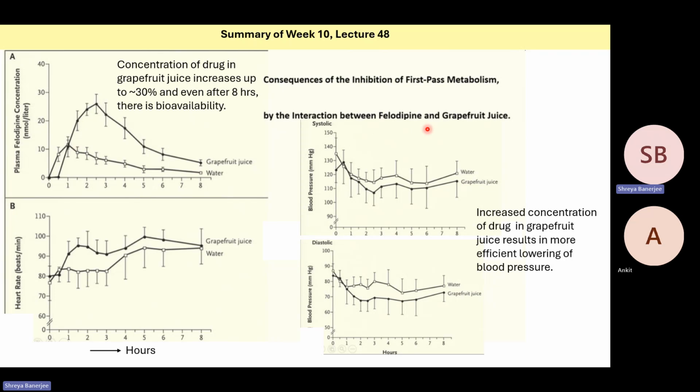But if you take the drug felodipine along with grapefruit juice, due to certain interactions, which we won't go into the details of right now, the bioavailability greatly increases. You can see that where in case of water, the maximum concentration of the drug was 10 to 11 nanomolar per liter, when the drug is taken with grapefruit juice, the concentration goes up to 25 nanomolar per liter. Not only that, the bioavailability is also greater. Even after 8 hours, there is sufficient drug in the system. That is, the rate of metabolism is greatly reduced when you're taking the drug with grapefruit juice.